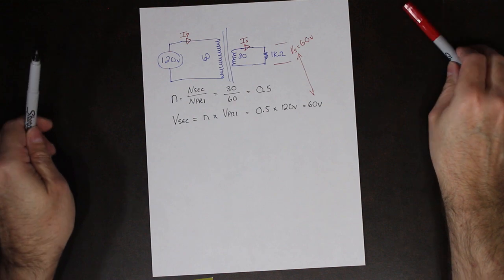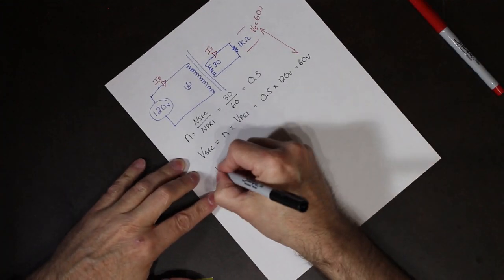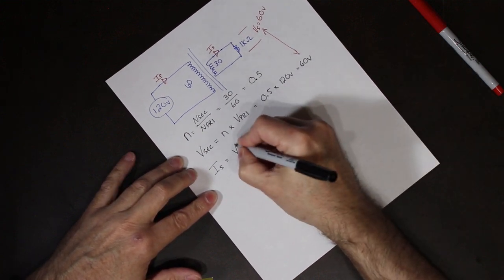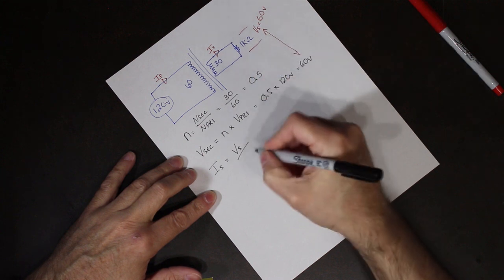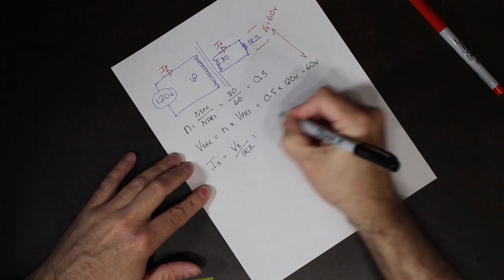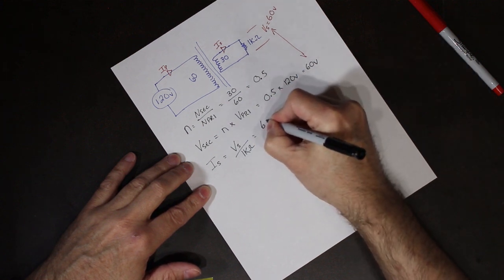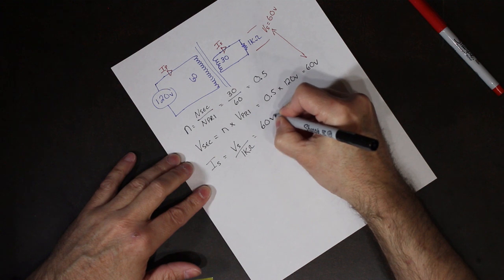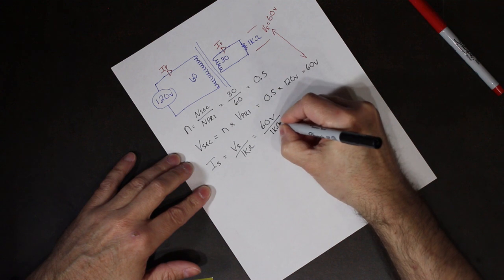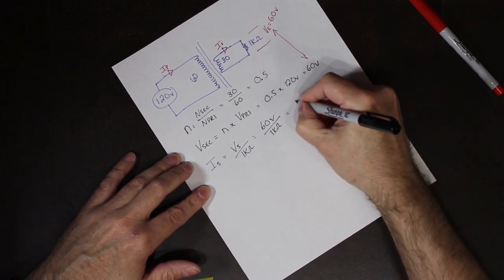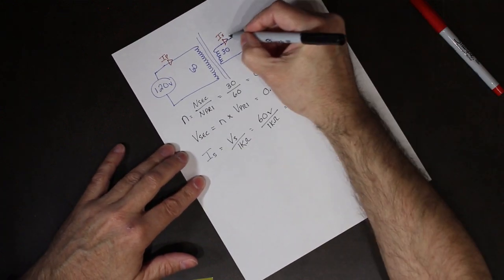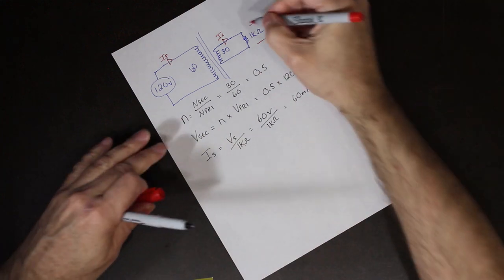If we want to find the secondary current, Ohm's law tells us that it is the voltage on the secondary divided by the 1K, so that's 1 kilo ohm. That works out to be 60 volts divided by 1 kiloohm, which gives us 60 milliamps of current. So the secondary current here is 60 milliamps.